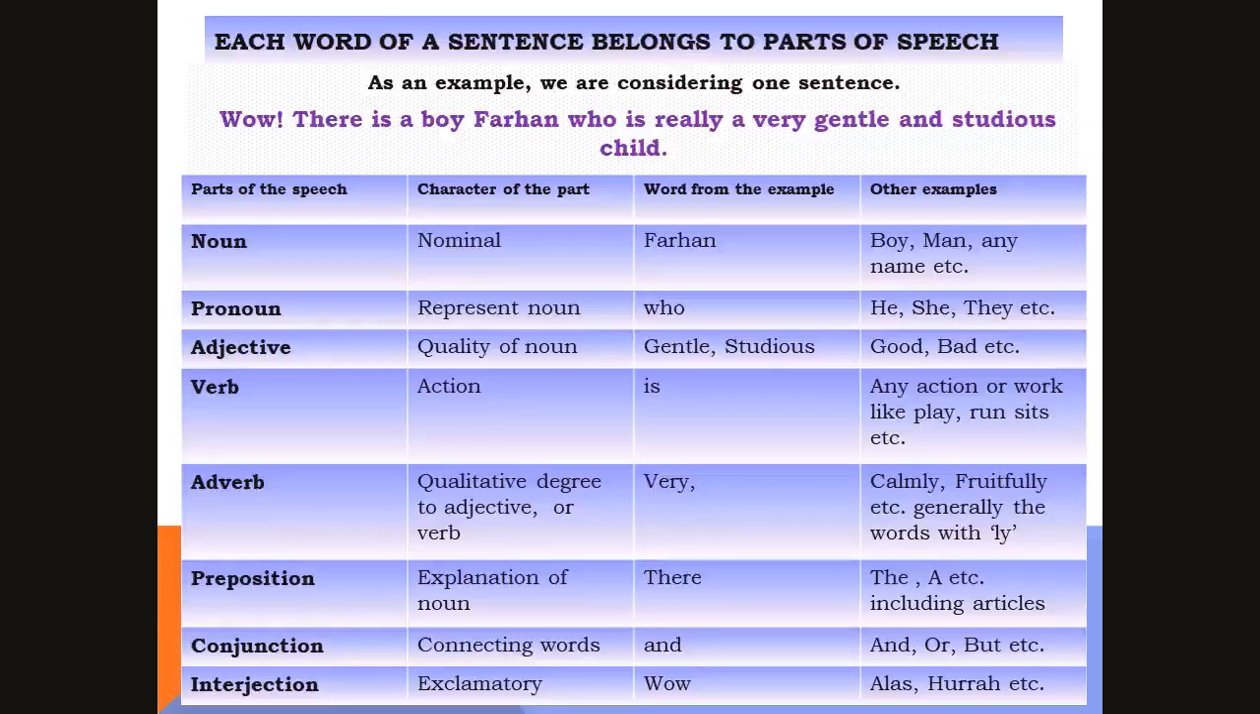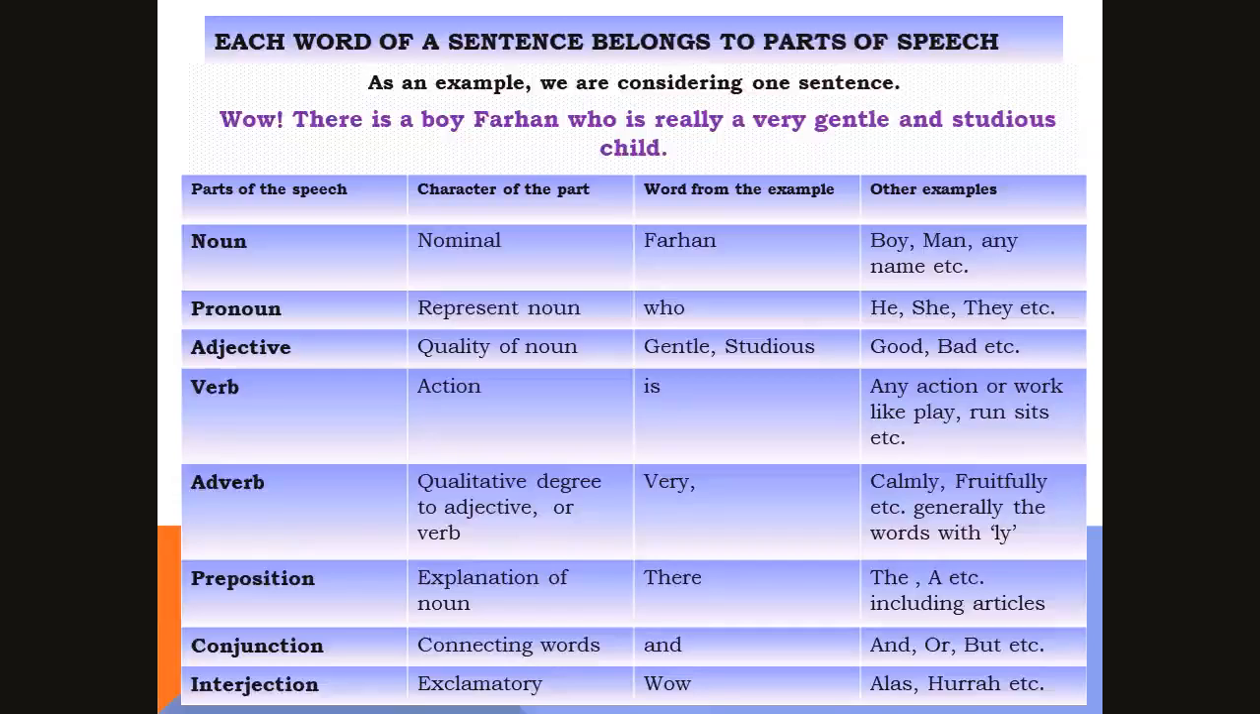First, I have taken an example sentence: Wow, there is a boy Farhan who is really very intelligent and studious child. So this is a complete sentence where we are explaining about a boy Farhan. This is, you can say, an assertive sentence, and we are explaining the characteristics of a boy.